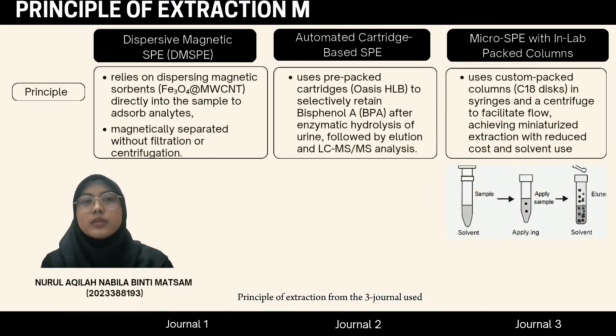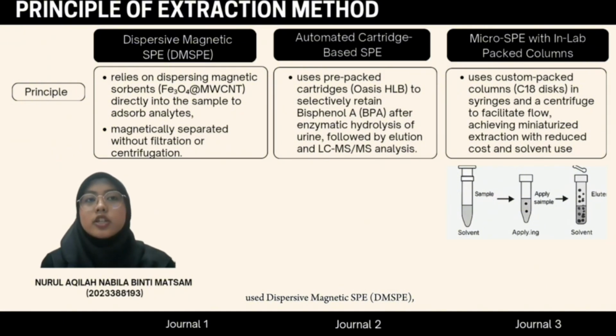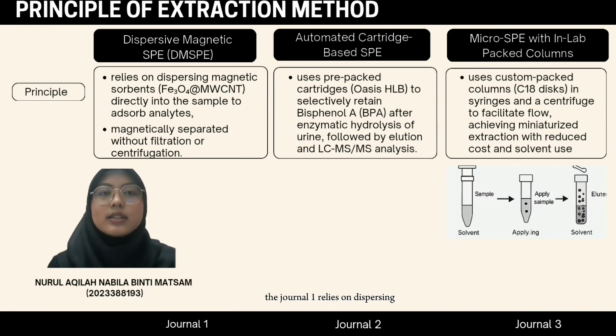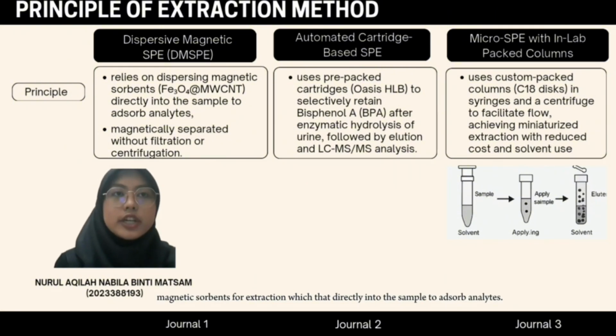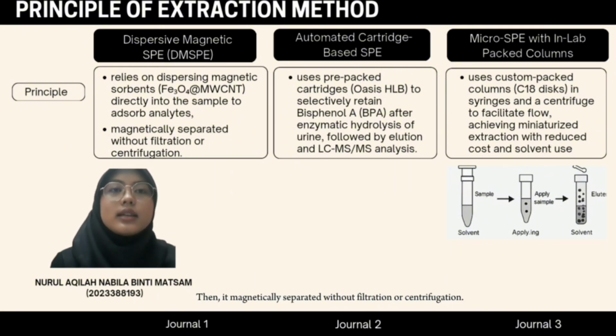The principles of extraction from the 3 journals are different from each other. The first journal used dispersive magnetic SPE, or MSPE, journal 2 used automatic cartridge-based SPE, and micro-SPE with an in-lab packed column was used in journal 3. First, journal 1 relies on a dispersing magnetic sorbent for extraction, which is added directly into the sample to absorb and analyze. Then it is magnetically separated without filtration or centrifugation.